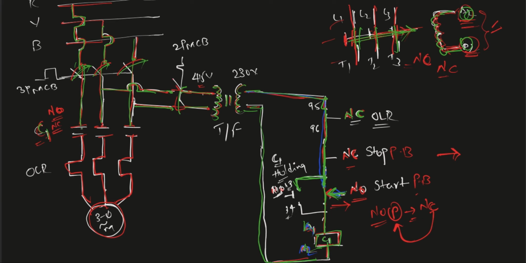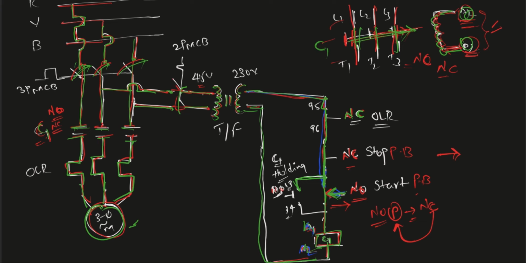I'm referring to this as C1. Don't get confused. As soon as A1, A2 get supply, this contactor closes. When this power contactor closes, the power starts flowing, through our OLR and our motor. And now our motor is getting power and it's fully functional. The story does not end here.